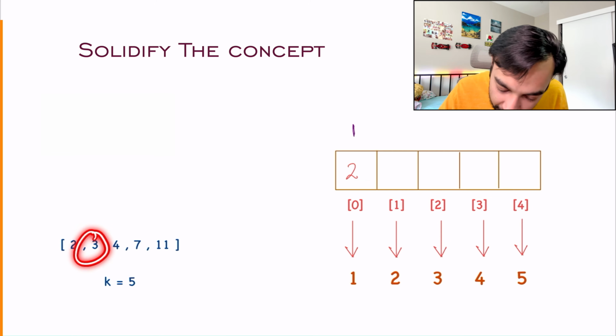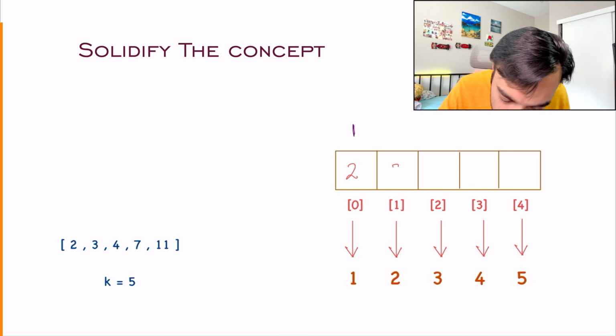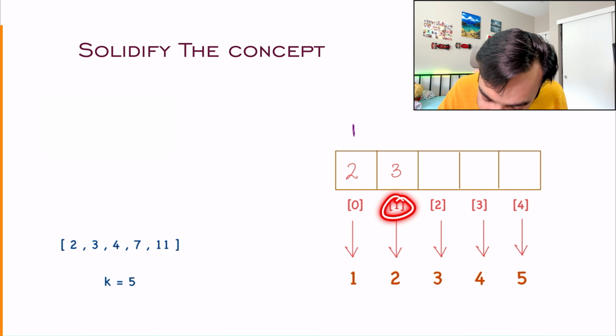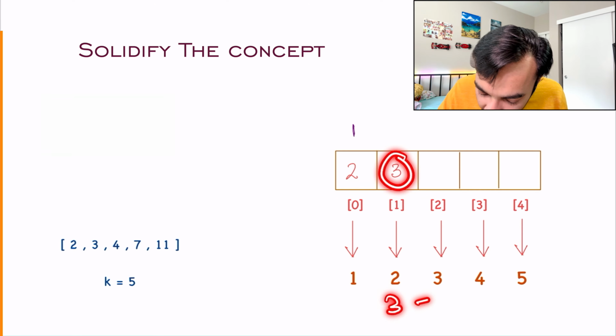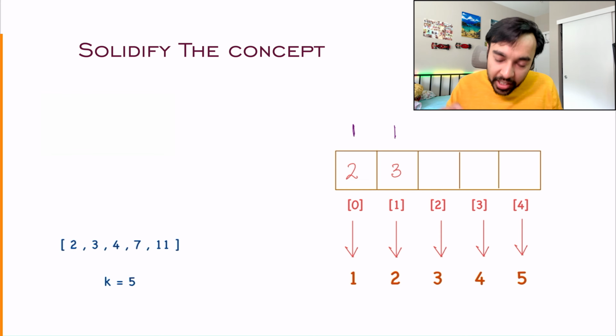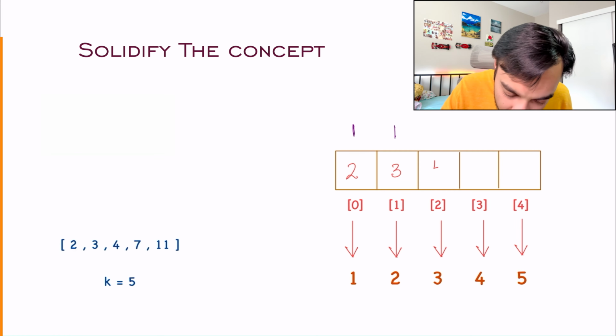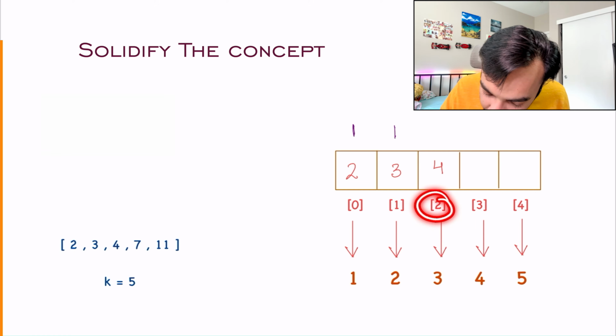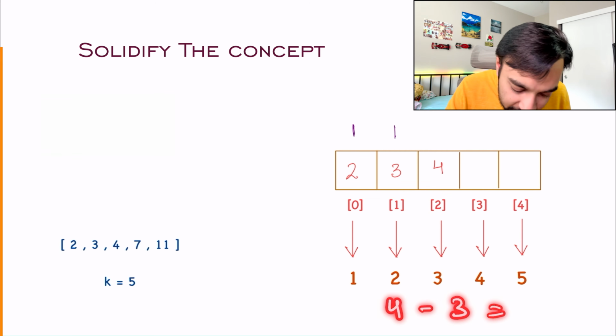Populate your second element now. The second element is 3, but according to this index, the element should have been 2. So how many numbers are missing? 3 minus 2, and that is a 1. Go on to the next number. You have a 4. According to the index, it should have been a 3. So how many numbers are missing? 4 minus 3, and that is a 1.